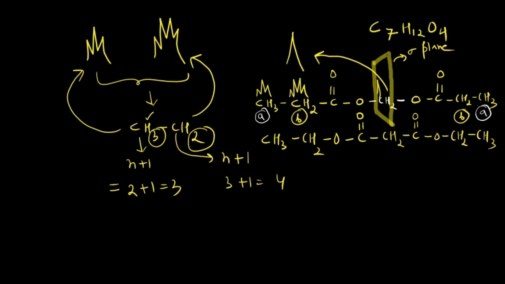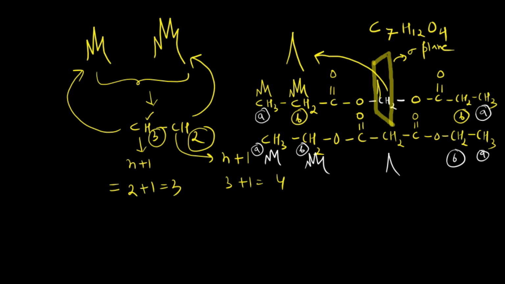But the same is true here as well. If you draw for this one, this will give you a triplet, a quartet, and a singlet. Again, this is set A, this is set B. So this is again set A and set B. These two possibilities are there.